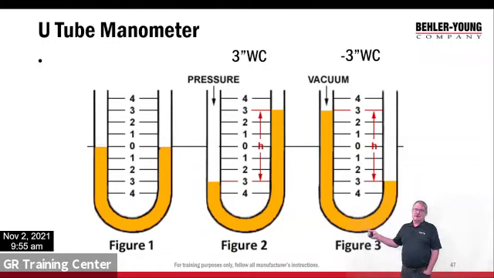Again, this is water in a tube. We press water down, it pushes it down one way, pushes it up the other. That graduation is in inches, so 3 inches of water column. And then we can do the same thing with vacuum. We can pull a vacuum on it and it will do the same thing. We pull the water up on one side and the water comes down on the other side. And again, we have a 3 inch negative water column.